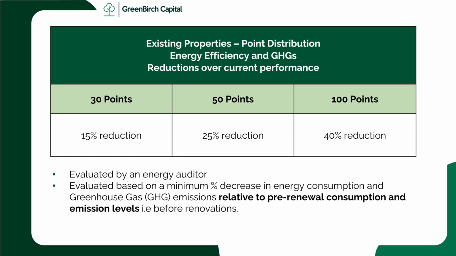The next tier here is 50 points, which entails a 25% reduction in energy consumption, or 25% improvement in energy efficiency, along with a 25% improvement in greenhouse gas emissions. And finally, 100 points is obtained by obtaining a 40% improvement in energy efficiency and a 40% improvement in greenhouse gas emissions.